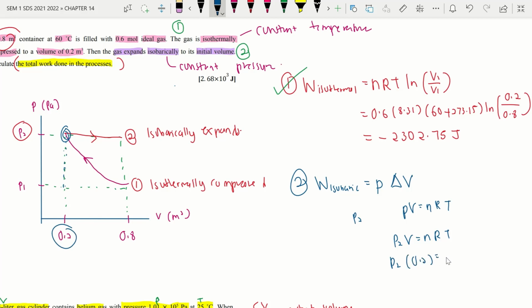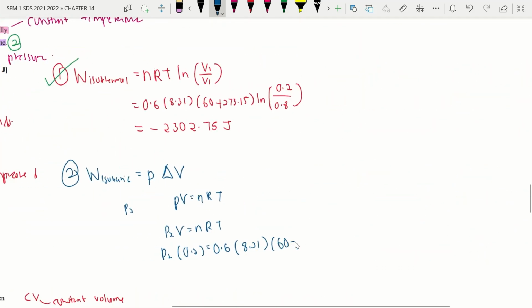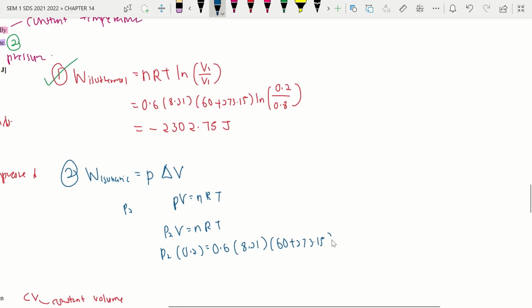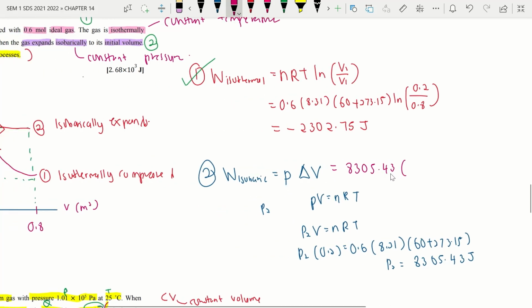The number of mole is given in the question, 0.6. Molar gas constant is 8.31, and the temperature is 60 plus 273.15. We need to convert it into Kelvin. So you will get your pressure is 8305.43. When you already have your pressure, you can put in this equation. Pressure is 8305.43 and change in volume.